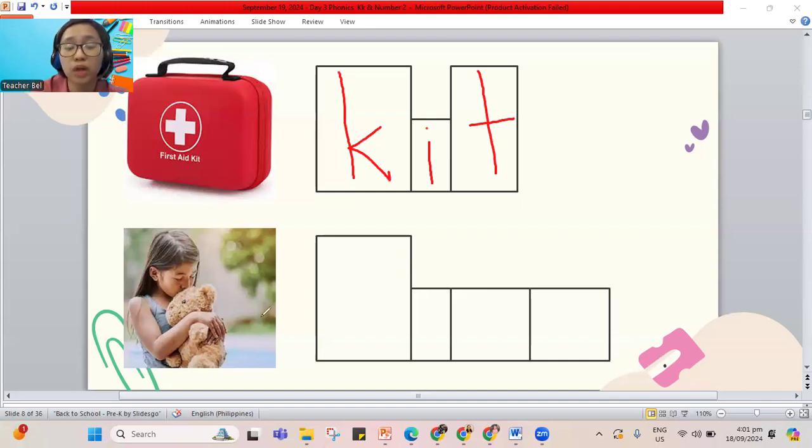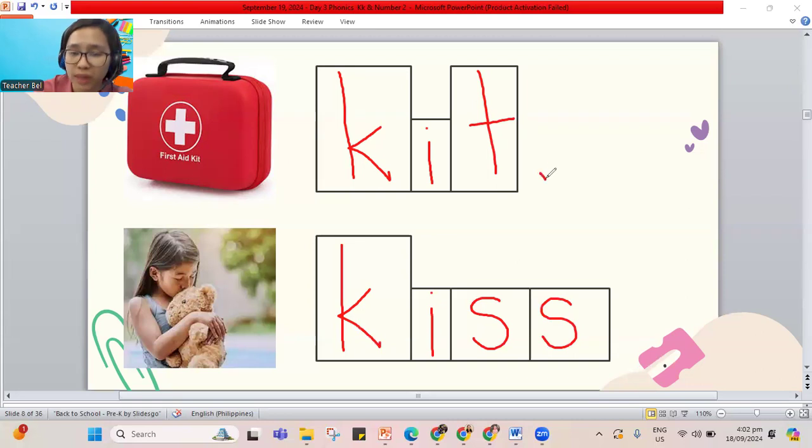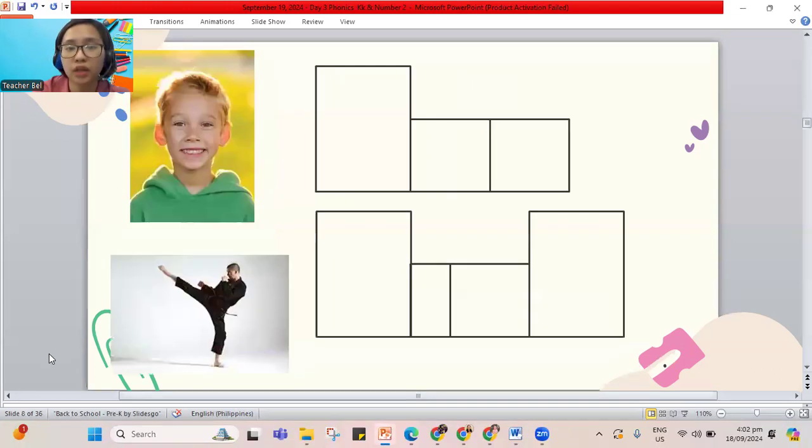I am going to write for what picture here? What word do we need to put for this one? The girl kisses the teddy bear. It's our word kiss. So let's write line down, kick in, kick out, that's K. Then there's I in the middle, and then S, and another S to make the word kiss. Kiss. So we have kit, and we also have kiss. Some of our K words.